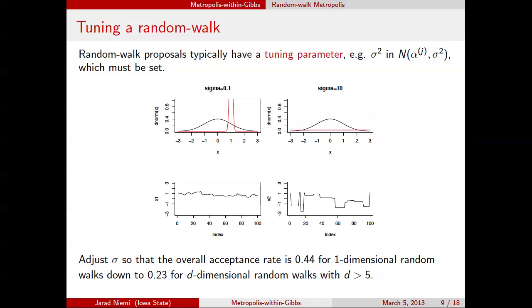Right? So what you do is you run your Metropolis-Hastings for a while. You run the whole Gibbs sampler for a while, see how often you accept. And if you accept too often, then you make the tuning parameter bigger. If you don't accept often enough, then you make it a little bit smaller.